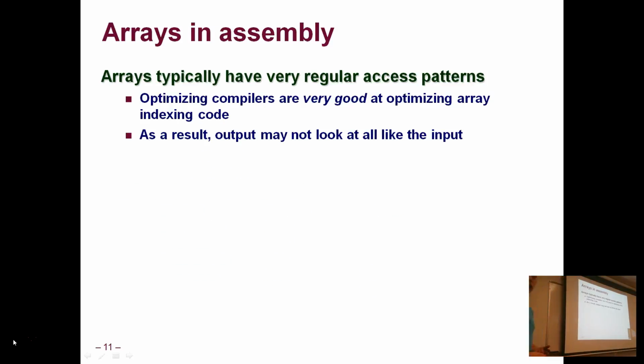Okay, so let's talk about arrays and accessing arrays in assembly, because now we know how they're allocated. How do you access them? Typically, because they have very regular access patterns, you're accessing things sequentially. Optimizing compilers are really good at giving you fast indexing code. But the thing is that the output may not look at all like the input. It might transform your array access into, for example, a pointer-based implementation.